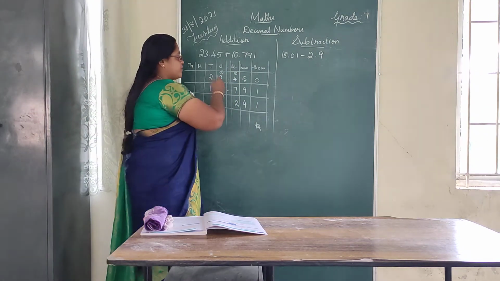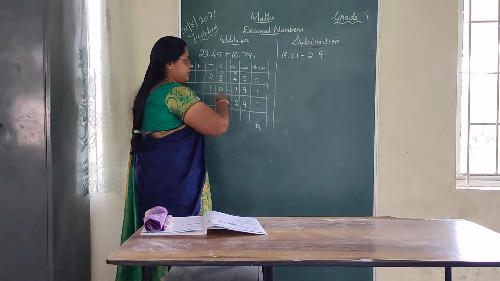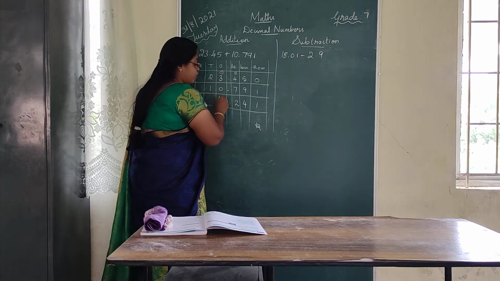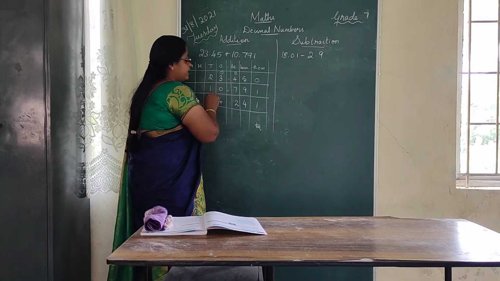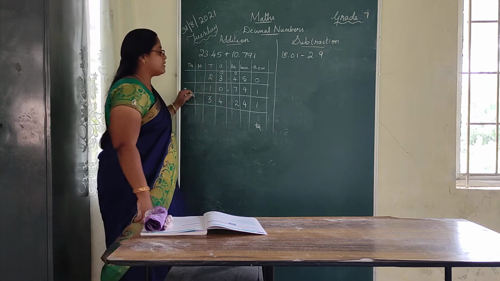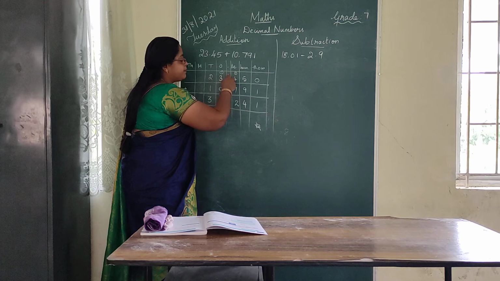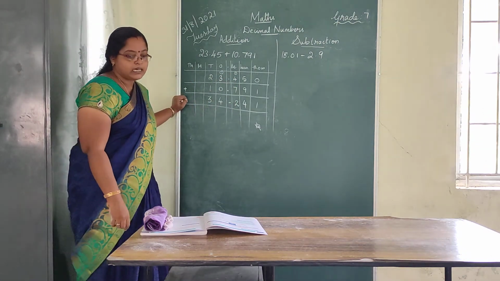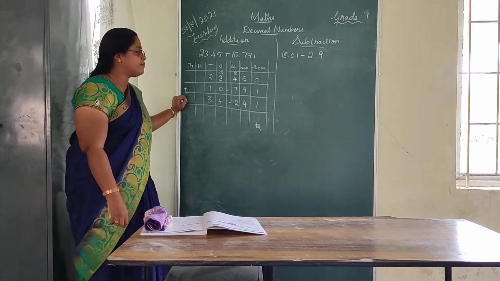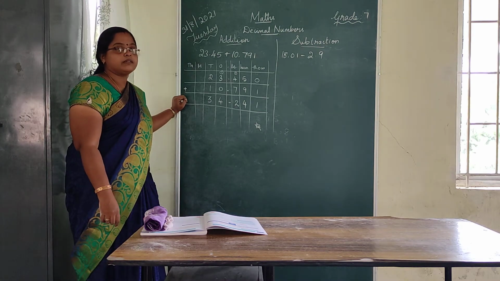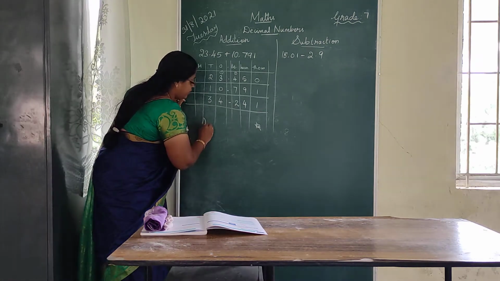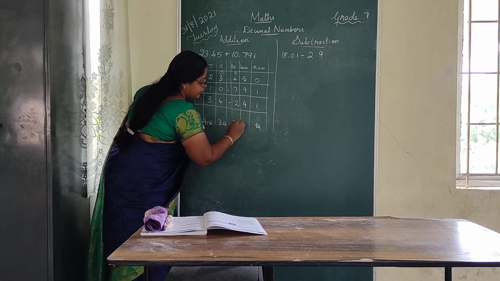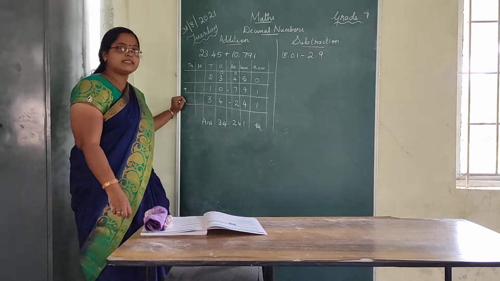Okay. Now we are going to add the other numbers. 1 plus 3 is 4, and 4 plus 0 is 4, and 2 plus 1 is 3. We got the answer. So here in the center, the point is there. So what is the answer now? 34.241. What is the answer? 34.241.